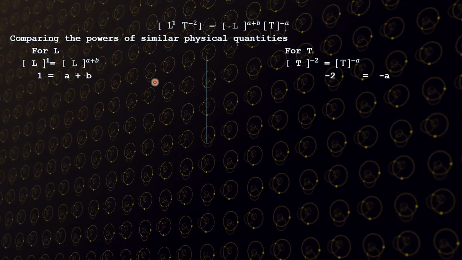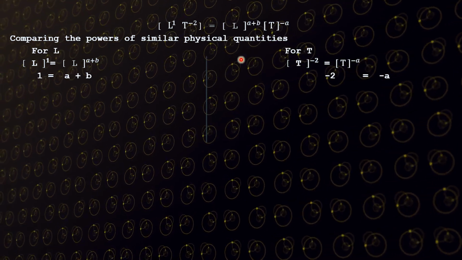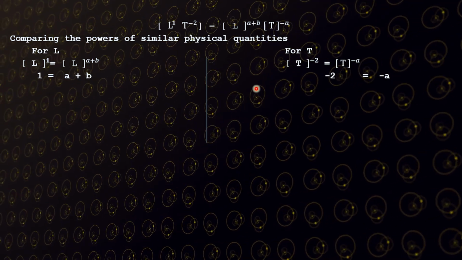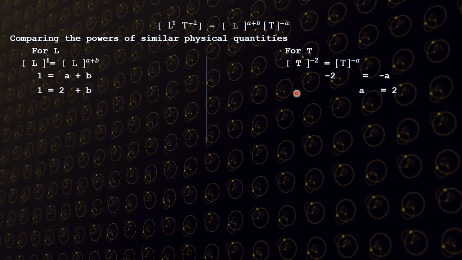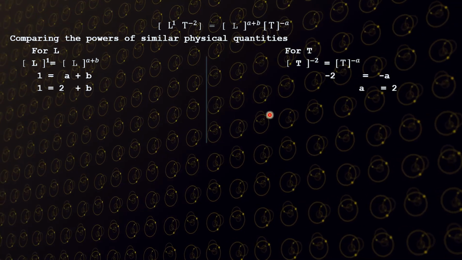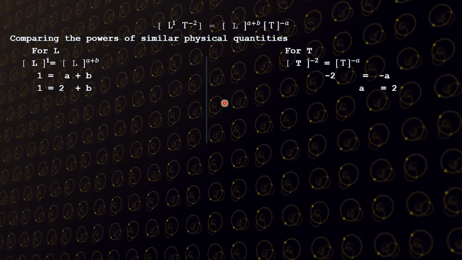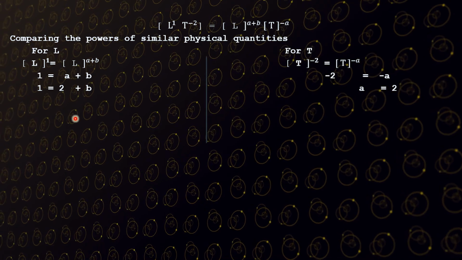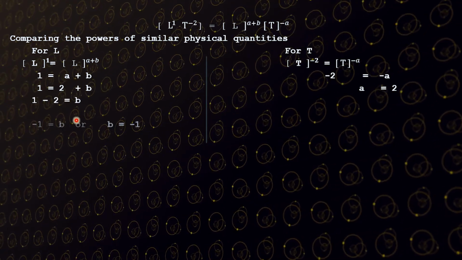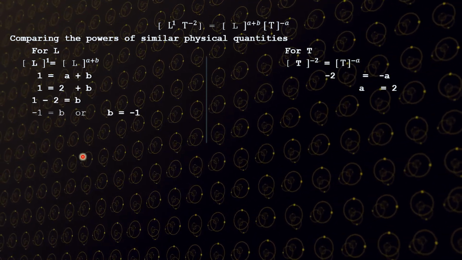So which equation is easier to solve? This one. When you cancel out these two minus signs, a is equivalent to 2, and when you substitute this value, a equals 2, in this equation, the value of b will become minus 1. b is minus 1.